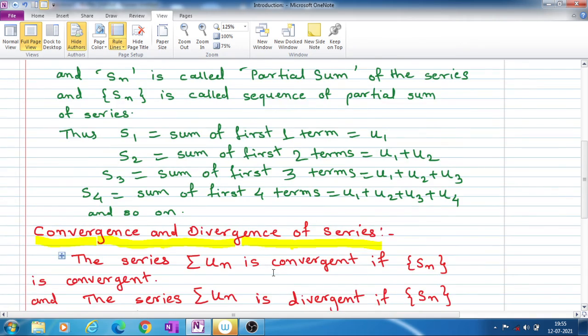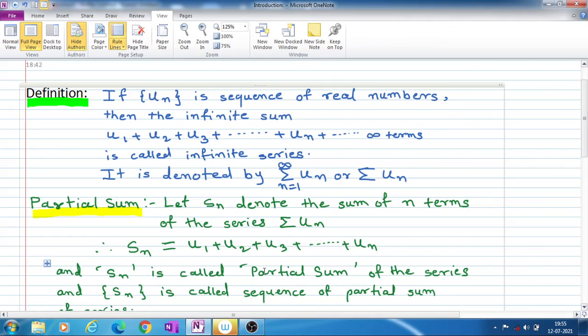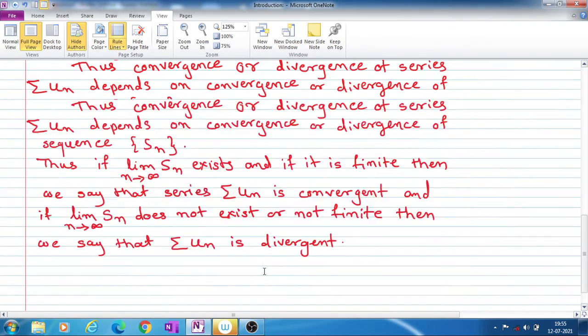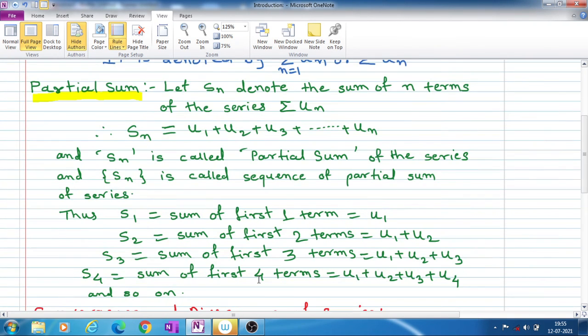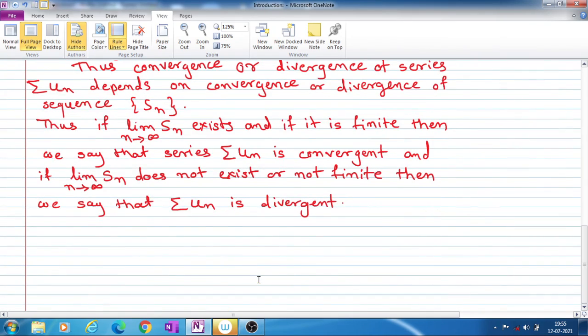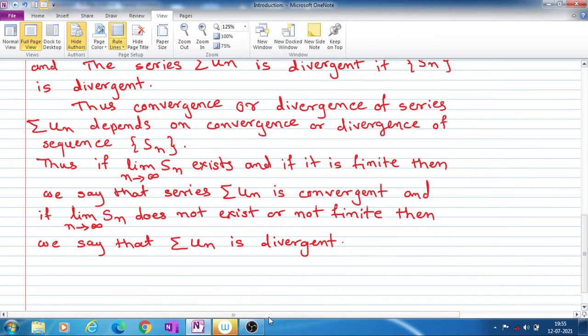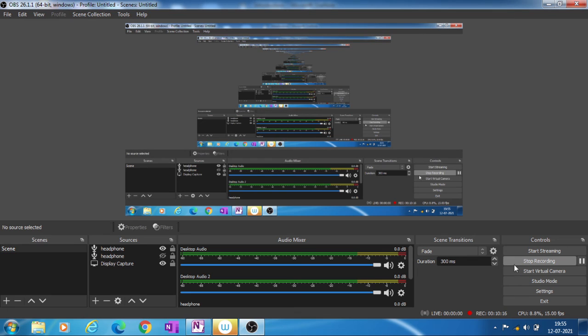You understand these terms. These are simple terms, but if you read again, then those terms will be clear. So we stop here. Next lecture we will see examples on convergence and divergence of series.